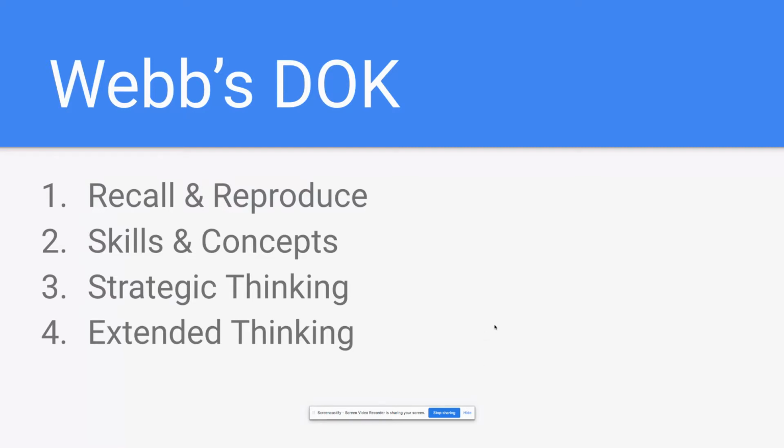So what is Webb's DOK? Webb's DOK is a theory of learning, and you'll see that there are 4 levels. There's the level of recall and reproduce, the level of skills and concepts, the level of strategic thinking, the level of extended thinking. As you go up from 1 to 4, the depth of knowledge becomes increasingly more complex.